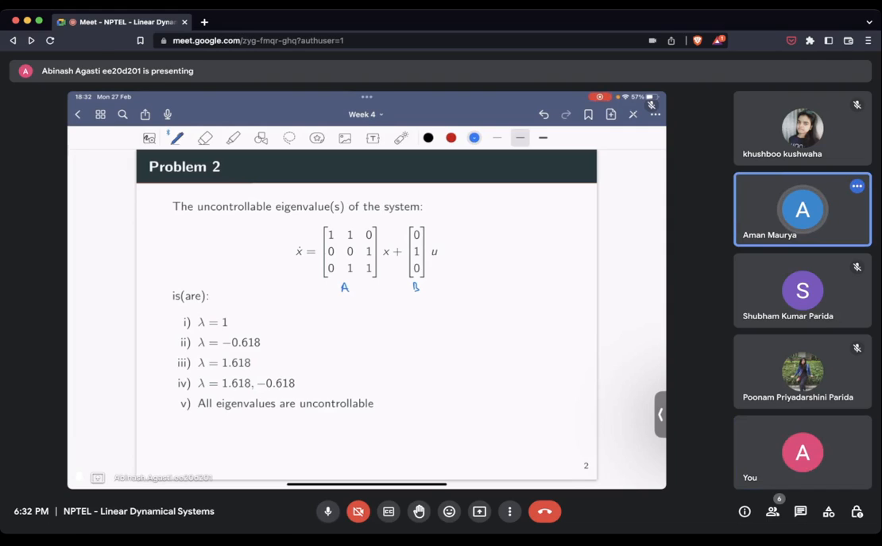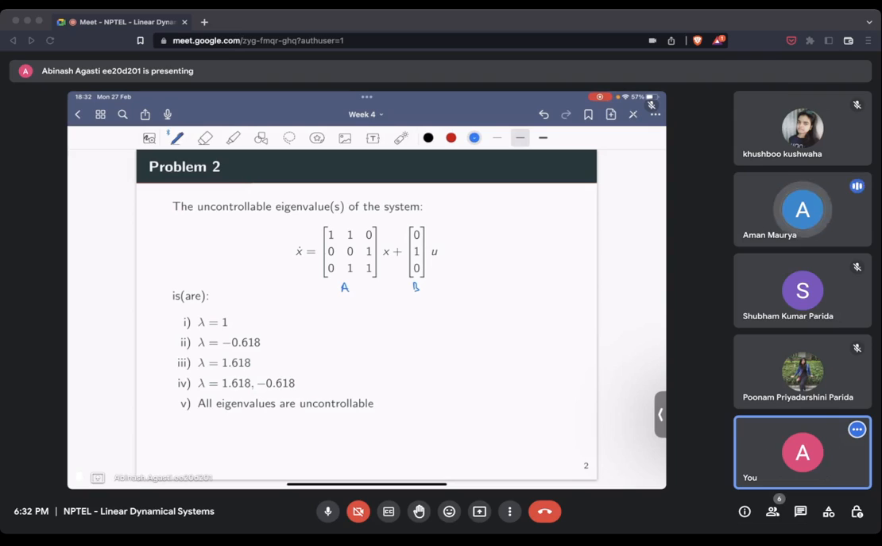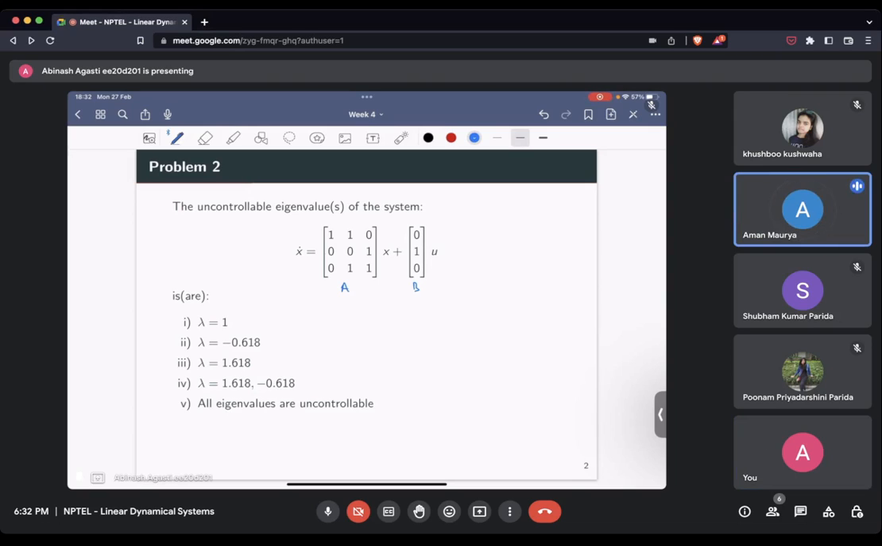Sir, make the controllability matrix, then find out the eigenvalue. Like for a 3 cross 3 system, we make a matrix of B, AB, A square B, then find the eigenvalues. Yeah. Okay. So if I do that, I find the controllability matrix B, AB, A square B.